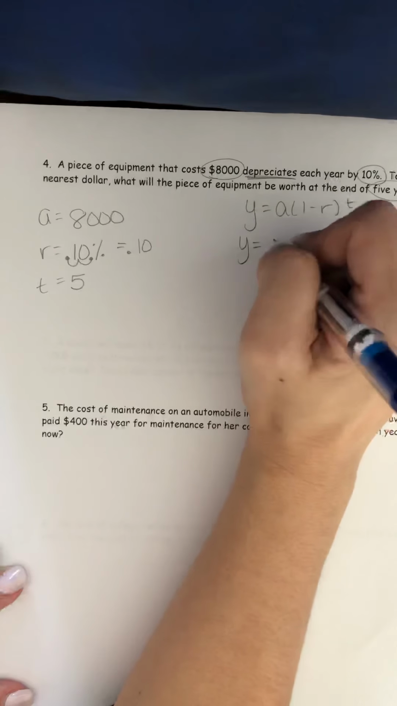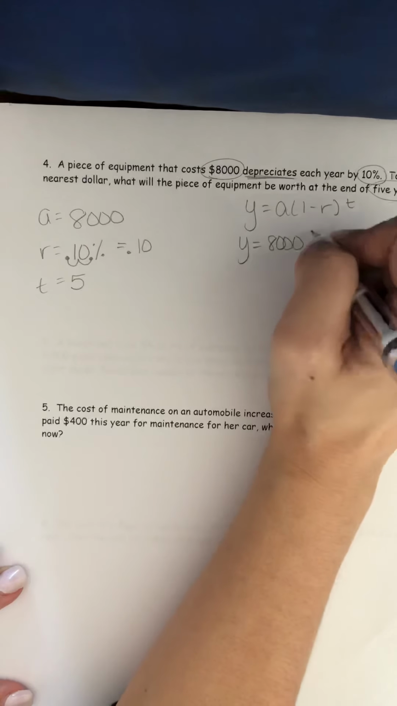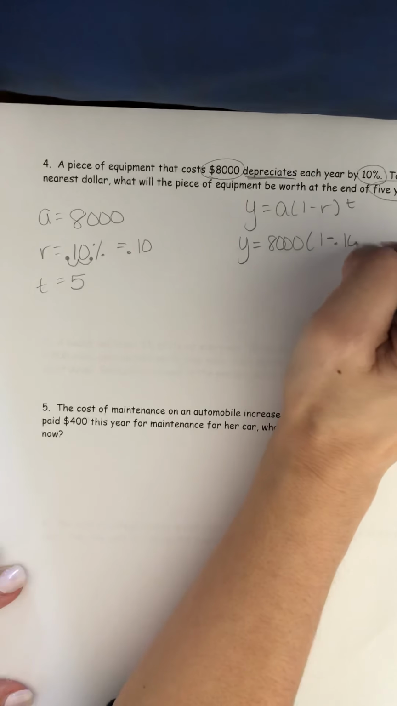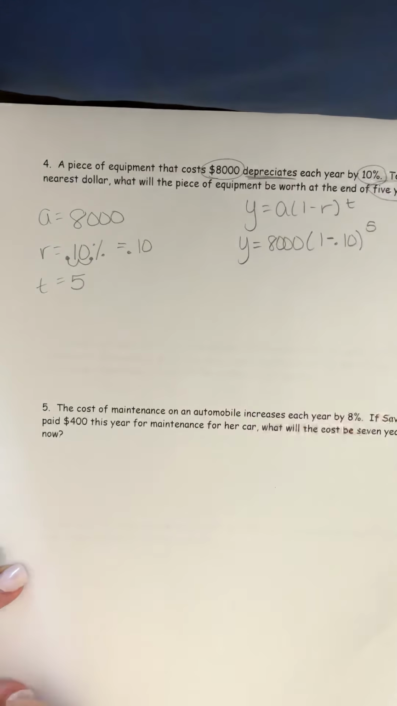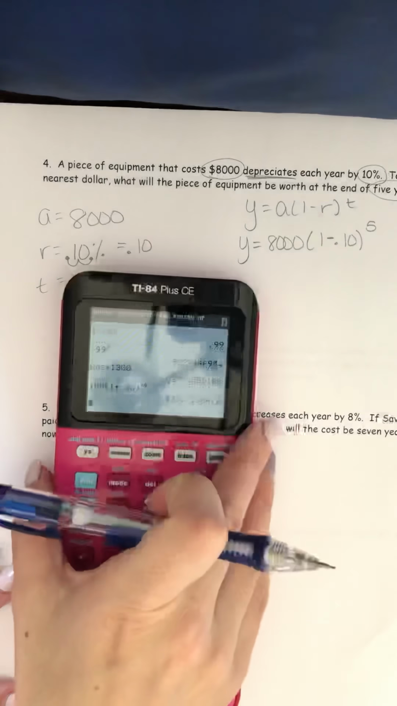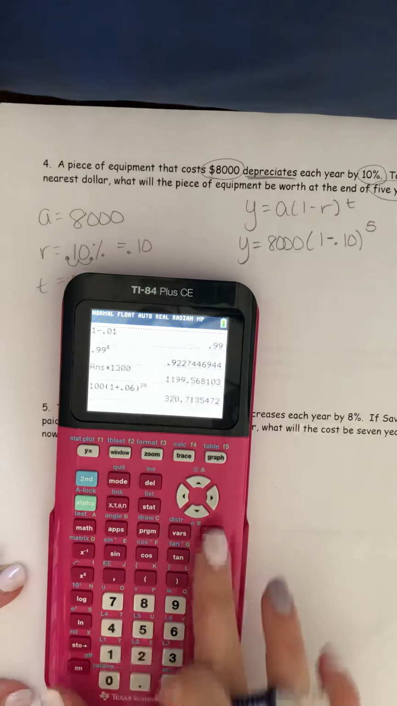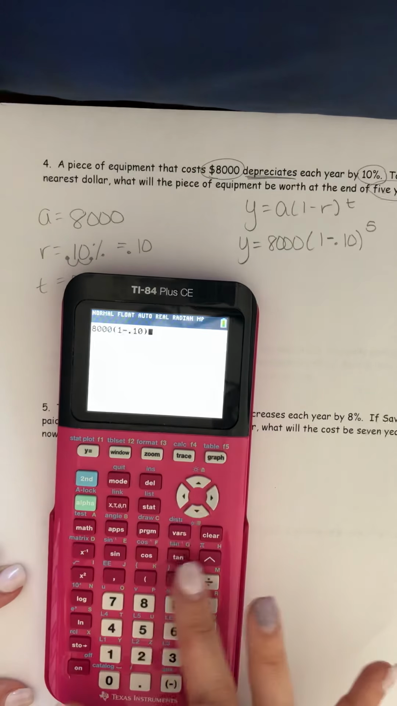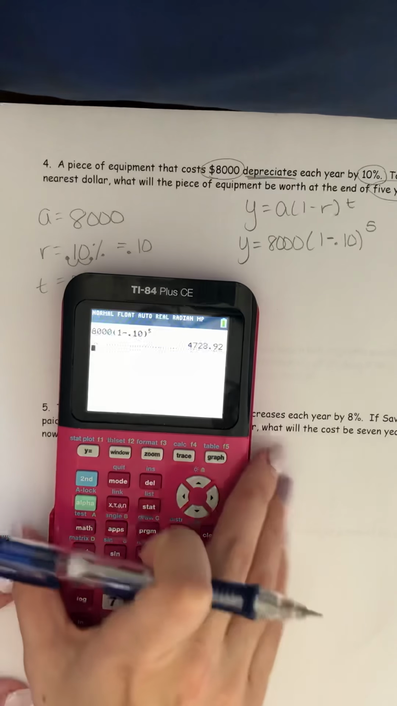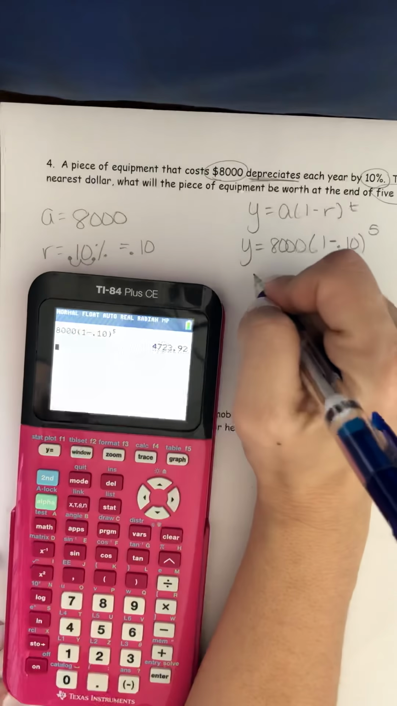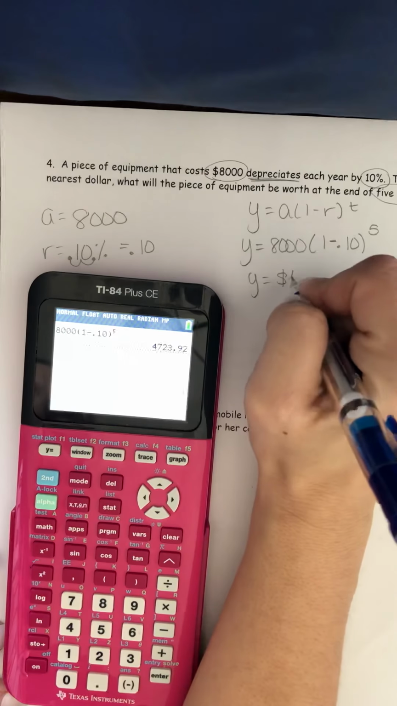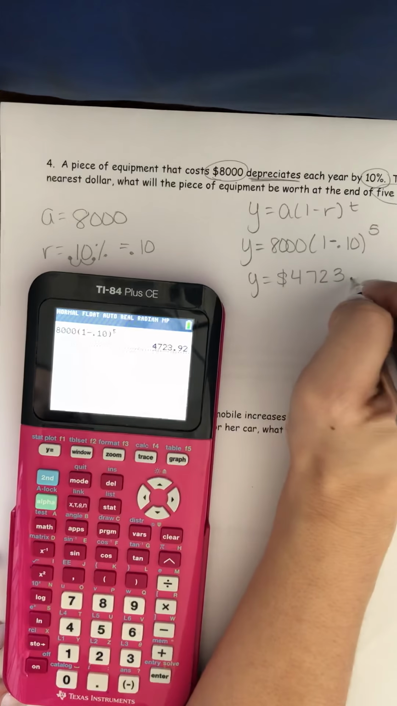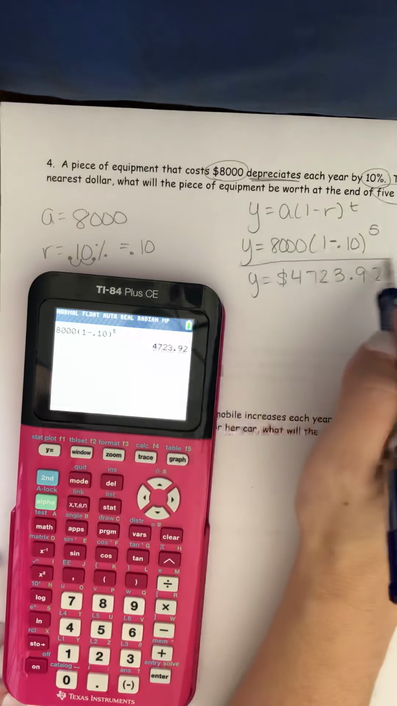So Y equals 8,000, 1 minus 0.10 raised to the 5. Bring my calculator over, clear out what's in there. 8,000, parenthesis 1 minus 0.10 raised to the 5. And we're talking about money, so we will go 2 decimal places. And in this case, it already did go right to 2 decimal places.